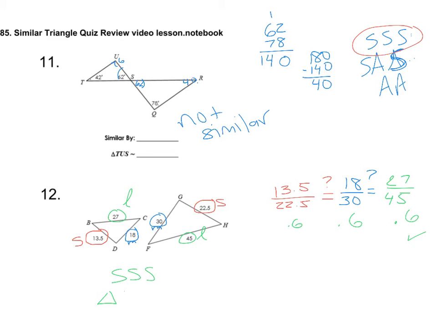Triangle BCD is similar to triangle. So now B is between the short and the long. So who's between short and long? H. C is between long and medium. Long and medium is F. And D is between short and medium. Short and medium is G. And we're done.